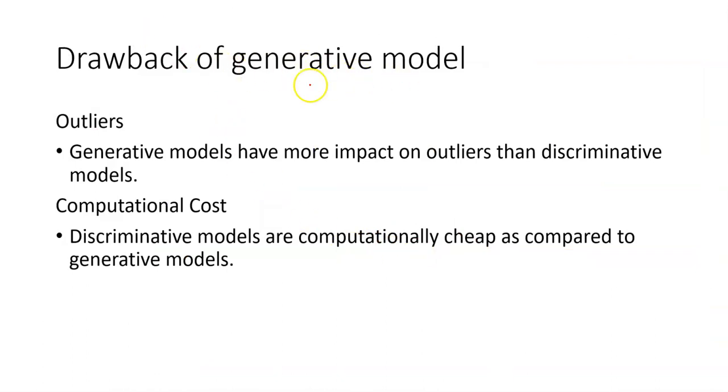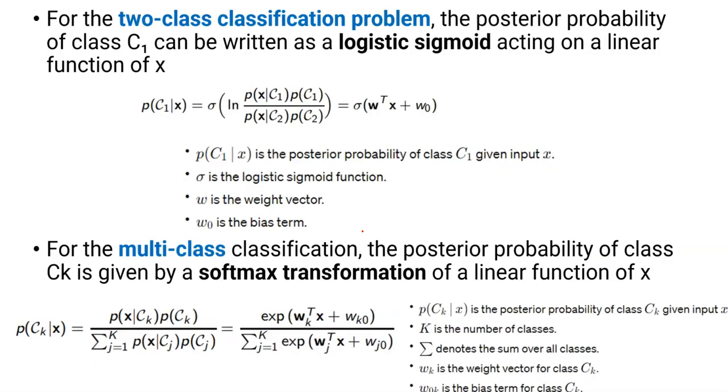So the drawback of the generative model is that it has more impact from outliers. It doesn't work well with the outliers, and the cost of the generative model is high. The discriminative models are computationally cheap when compared with the generative model. So let's look into some mathematical concepts of the probabilistic discriminative model as well as the probabilistic generative model. Here we'll see how the mathematical concepts influence the choosing of the optimal decision boundary as well as the determination of the Gaussian curve.